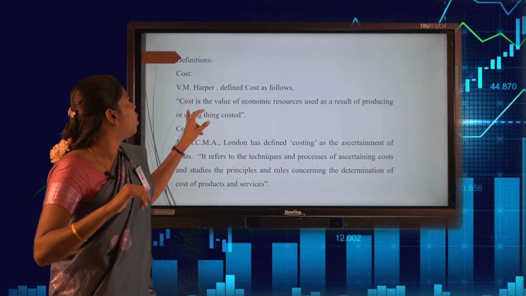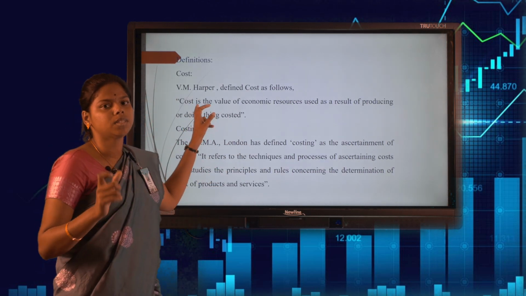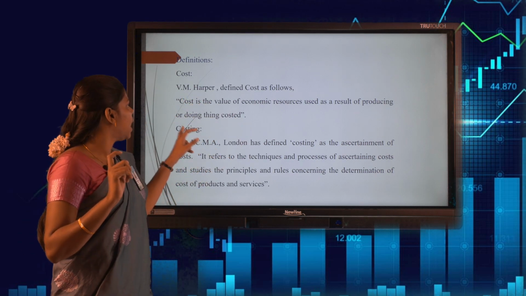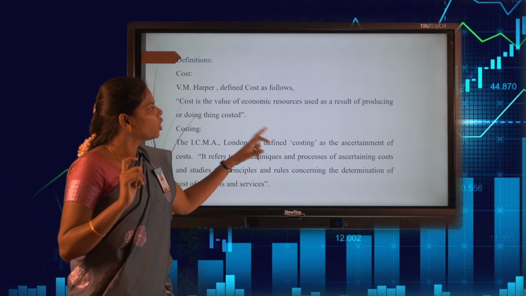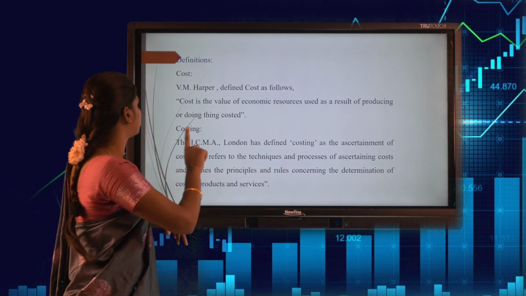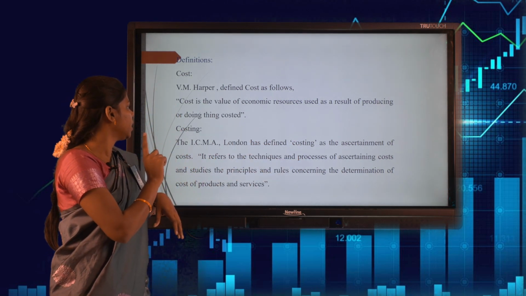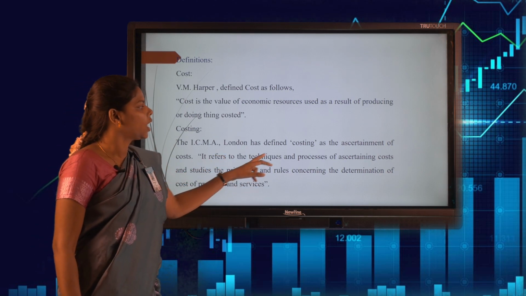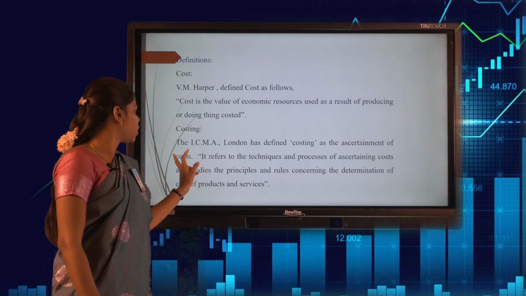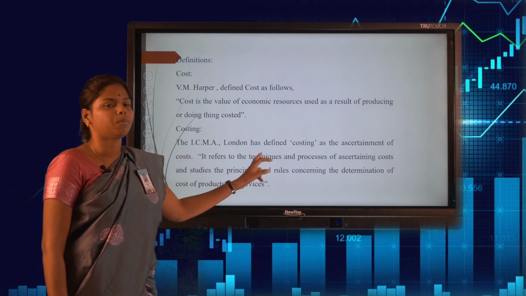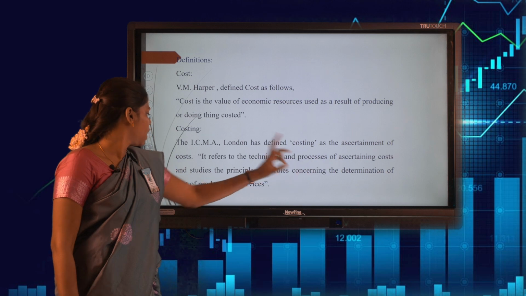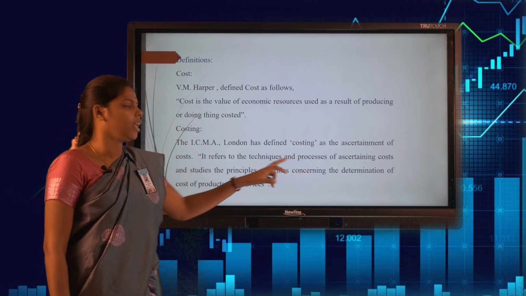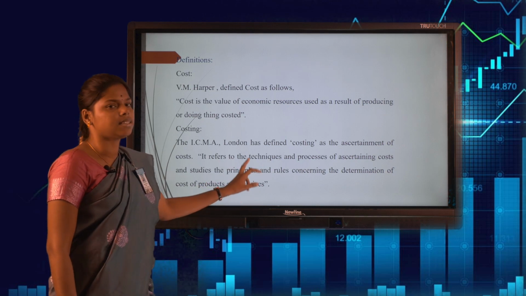Next we move on to the definitions of some terms, like cost. V.M. Harper defined cost as follows: cost is the value of economic resources used as a result of producing or doing the thing costed. Next, costing. The ICMA in London has defined costing as ascertainment of cost. It refers to the techniques and processes of ascertaining cost and studies the principles and rules concerning the determination of cost of products and services.